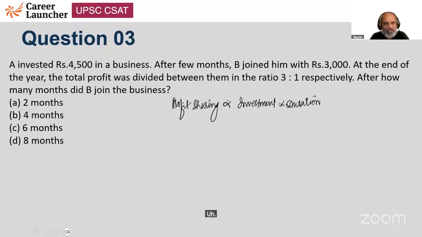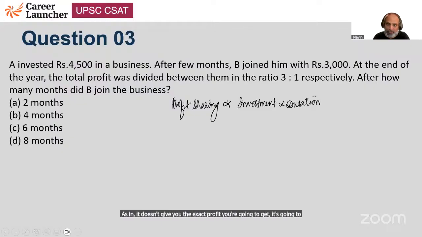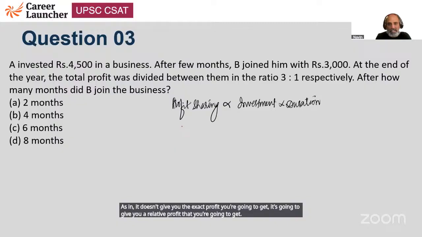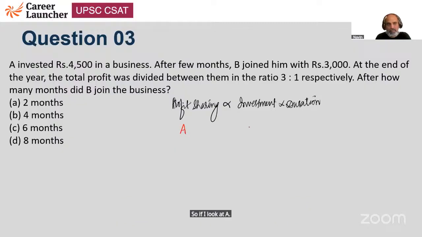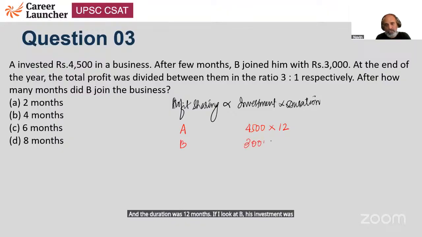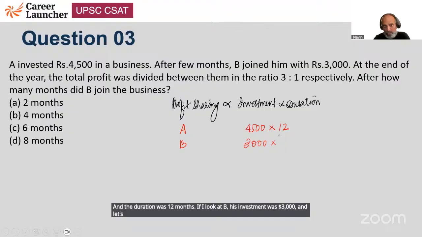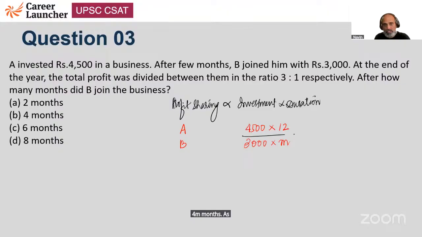It's not actually equal to, it's more like directly proportional to. As in, it doesn't give you the exact profit you're going to get, it's going to give you a relative profit that you're going to get. So if I look at A, his investment was 4,500 and the duration was 12 months. If I look at B, his investment was 3,000 and let's say he was there for M months. As per the question, this profit sharing ratio is 3:1.